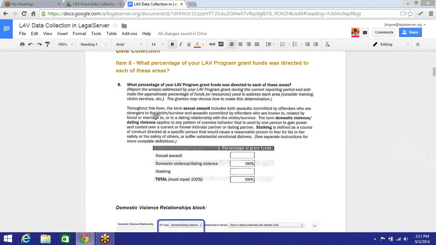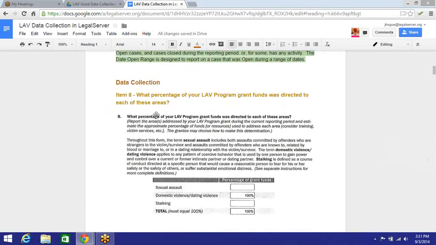So now we're going to move on to the specific items that are in the LAV report. The first one that we decided we might want to talk about just a bit is item 8, which is what percentage of your LAV program grant funds was directed to each of those areas.